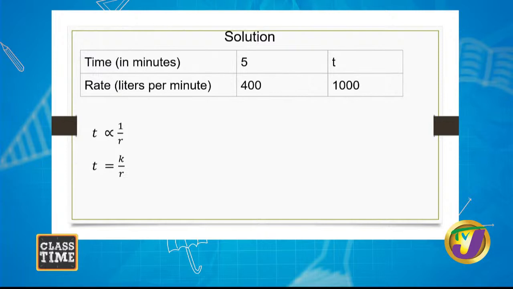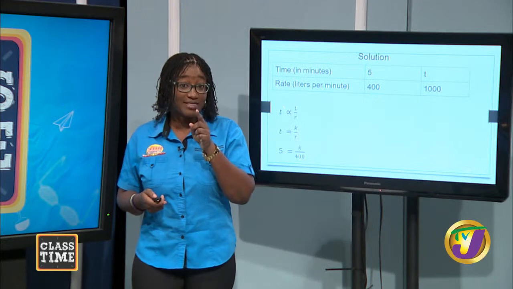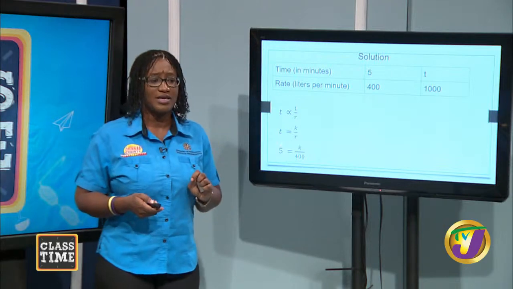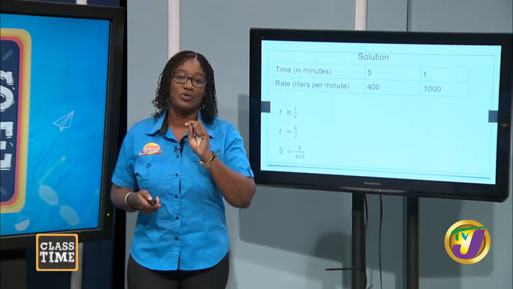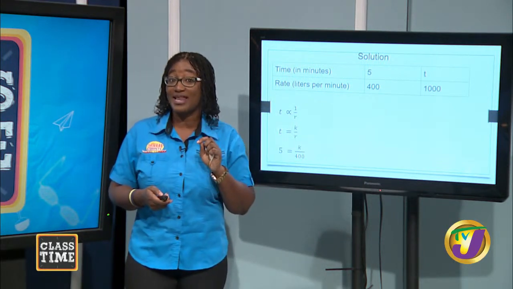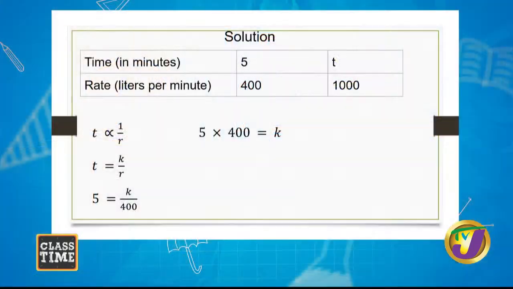You know, Richard, I think my students can substitute, so I won't even spend too much time right here. Did you substitute correctly, students? I hope you did. So we have our 5 right there for our t, and we have our 400 right there for our r. And we can multiply through by 400, and we will get that k is equal to 400 multiplied by 5. And that gives us what, Richard? It is 2,000.